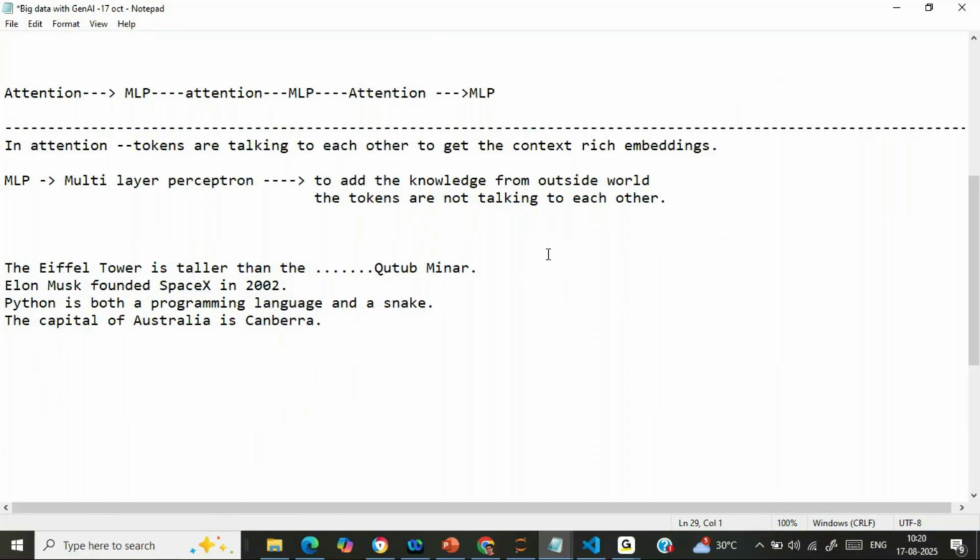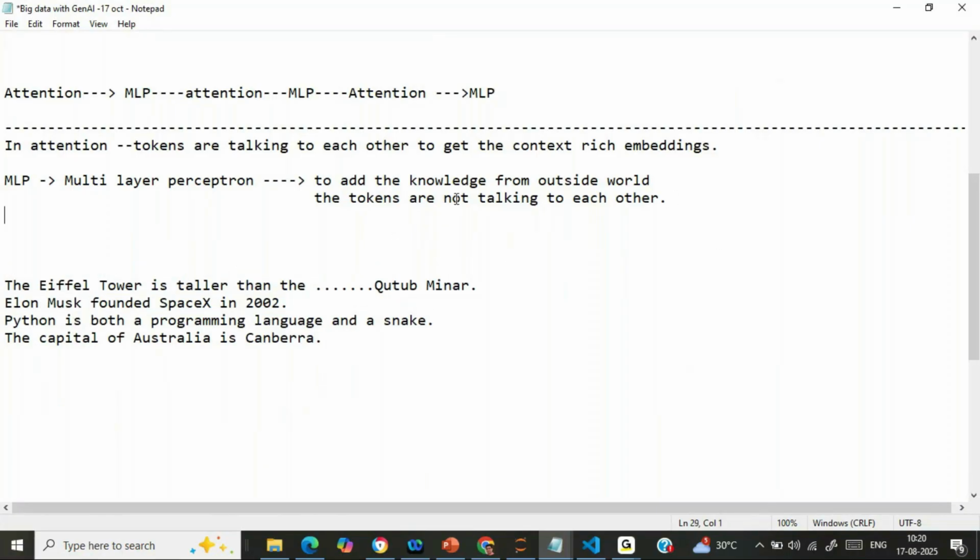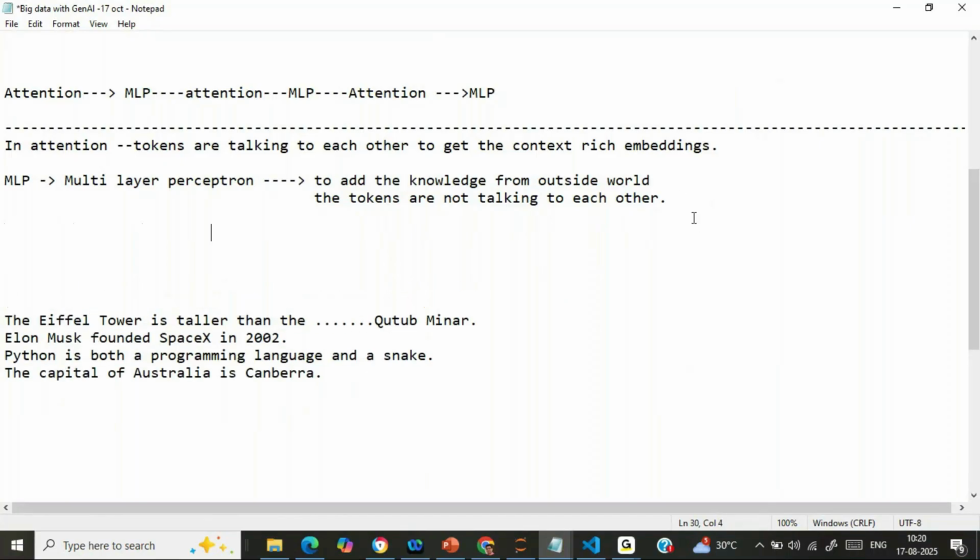If we are talking about the MLP, that is nothing but adding the knowledge from the outside world. But what exactly is it able to do, and with the help of what? It is a stack of fully connected neural net layers, where this particular information is stored.